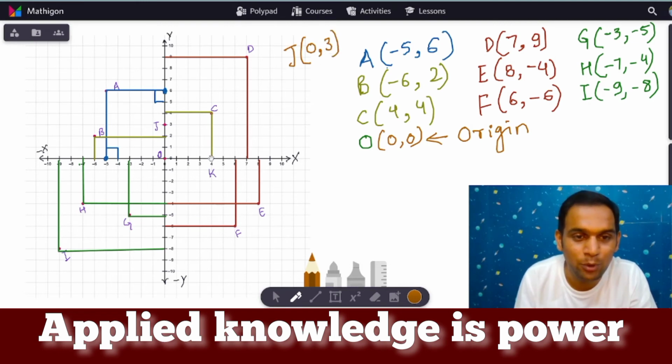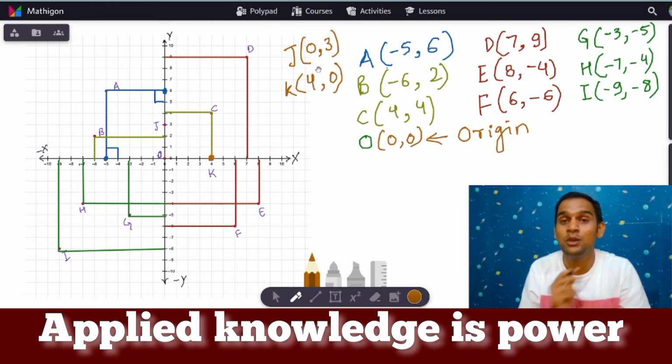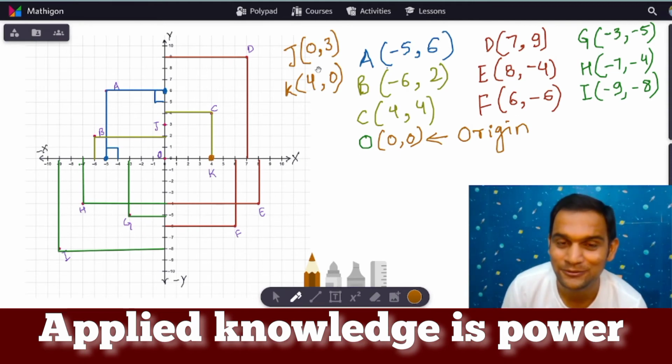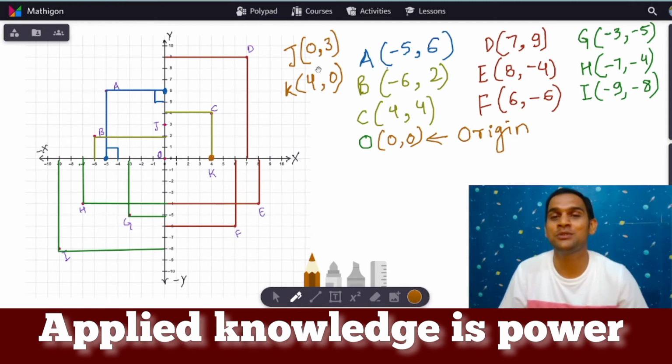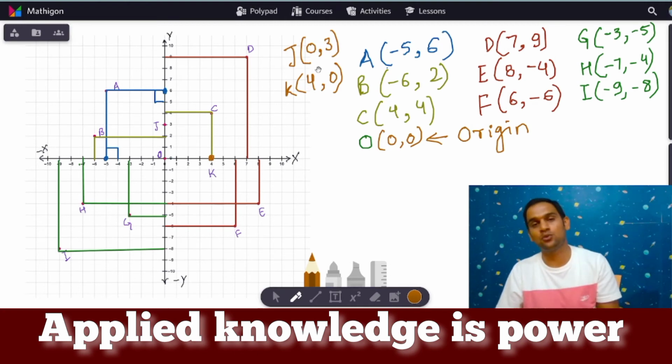Similarly, we have a point called K. Yes. So K is a point which is on the x-axis. So what is the value of y on the x-axis? It's 0. And what is the value of x over here? 4 comma 0. So what do we observe? If we have a point on the number line itself, it is represented as follows: if it is on the y-axis, the x coordinate is 0. If it is on the x-axis, the y coordinate is 0.